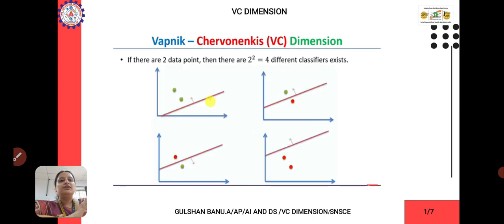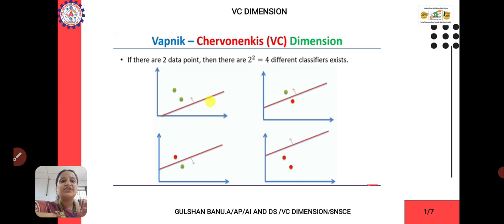Clear? Now see, in this it is denoted that there are different kinds of points and you have a line. So what is this point and what is this line? It is all about the different kinds of data. Those data are labeled with points, and those points are represented by the value S. If there are two data points, it will be raised to the power of 2, and in this you have 4 different classifiers.